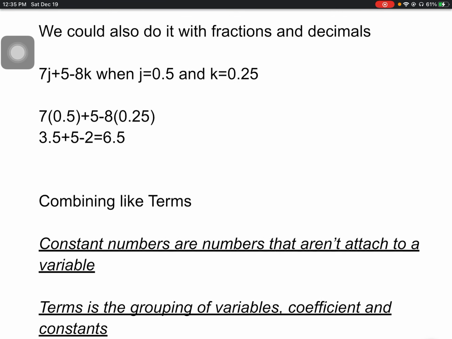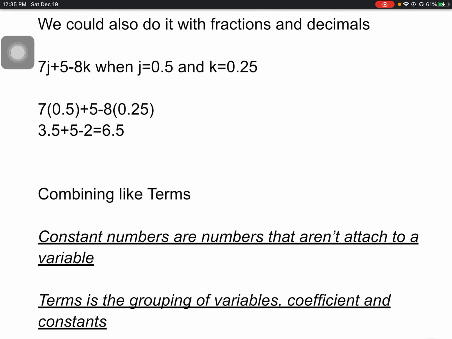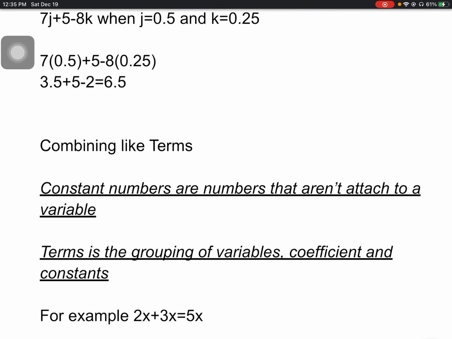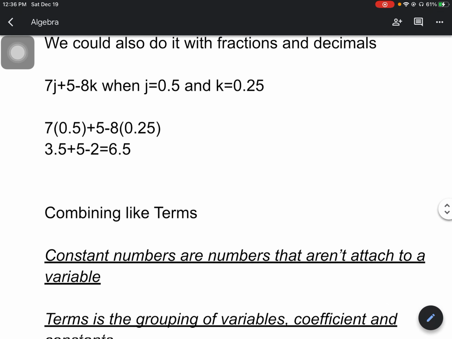Combining like terms: constant numbers are numbers that aren't attached to a variable. For the previous question, it would be the 5. Terms are the grouping of variables, coefficients, and constants. So we can have different terms. For example, for this question, 7j is a term, 5 is a term, and negative 8k is a term. So we can say that this expression has 3 terms.